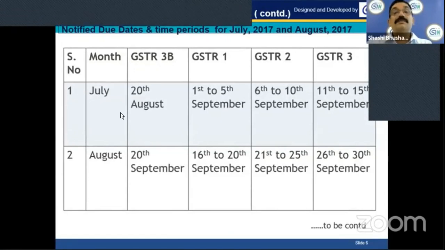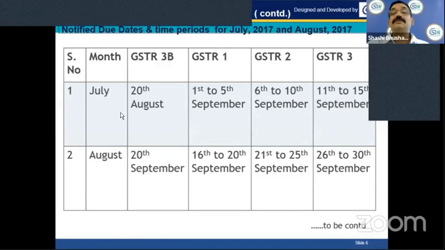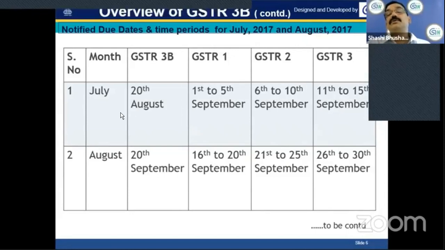And GSTR 1 has to be filed from 1st to 5th September for July, and from 16th to 20th September for August. And GSTR 2 has to be filed by 6th to 10th September for July, and 21st to 25th September for August. And GSTR 3, the differences that are there, will have to be paid through GSTR 3 between 11th and 15th September for the July tax period, and 26th to 30th September for the August tax period.